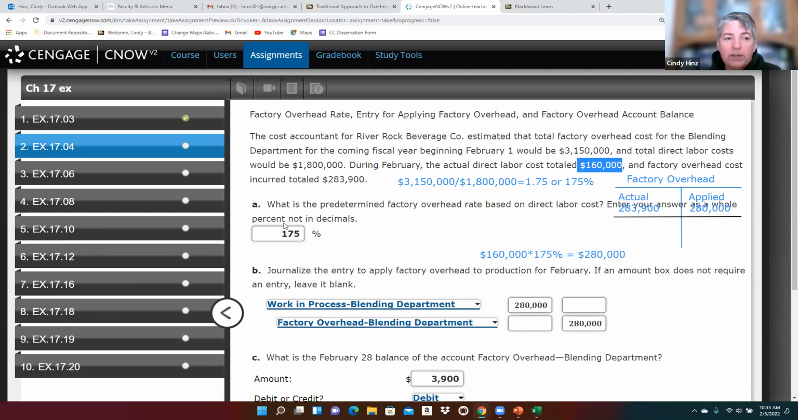I imagine you're probably typing in the chat, but in the interest of time, let me just say the 1,800,000, yeah, that comes from the budget as well. So that's also from the budget. Both of those numbers that went into this calculation, both of those are based on our budget. Then the 160,000 is how much we actually paid our workers during this period in the blending department.